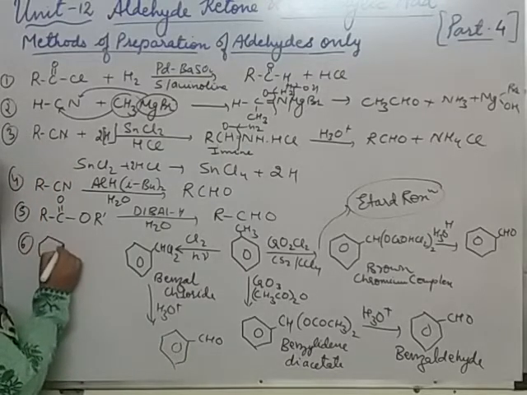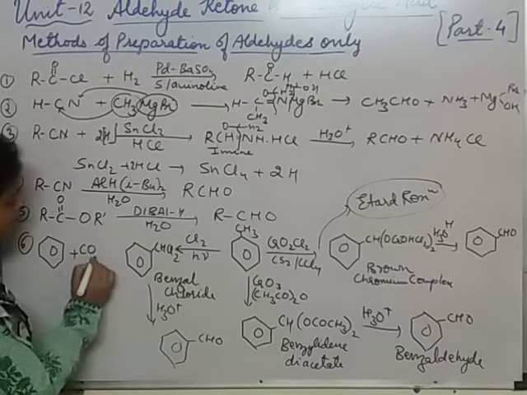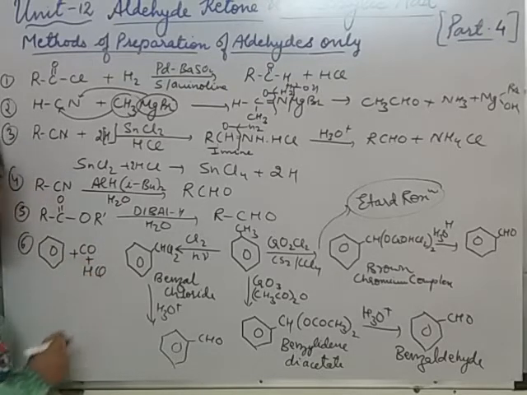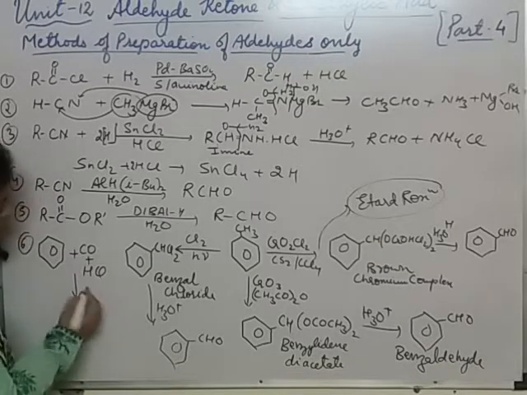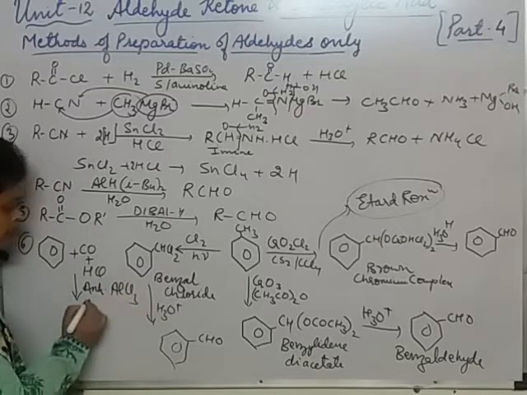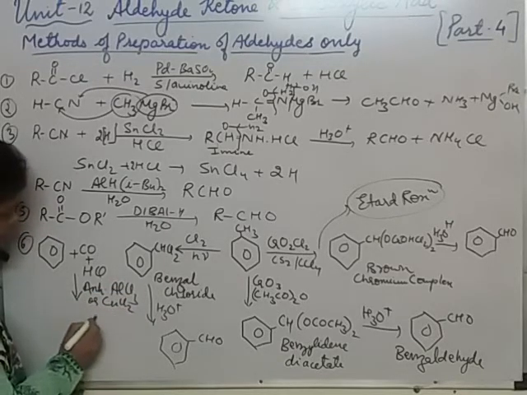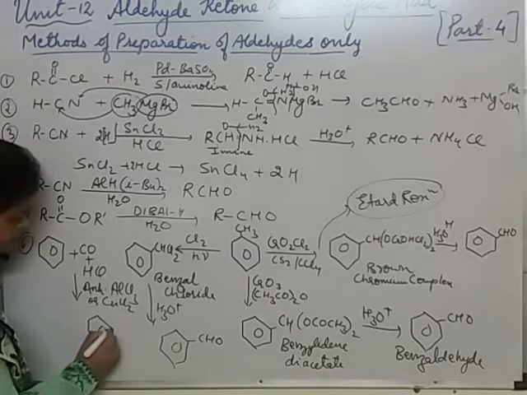And the last one was with benzene. Benzene, when combined with CO plus HCl in presence of Lewis acid, that is anhydrous aluminium chloride, or you can write CuCl2, you will get the benzaldehyde.